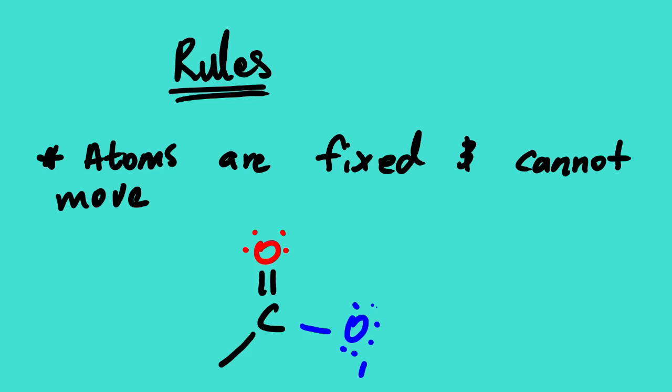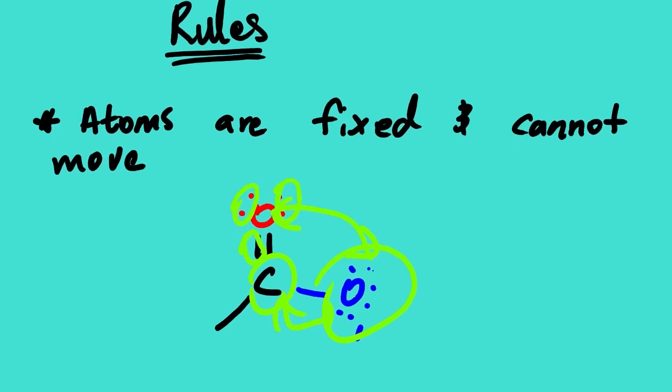Like for example, this oxygen cannot trade places with this one, or this carbon cannot trade places with this oxygen. So in simple terms, we only focus on the lone pairs, the pi bonds. So that is one of the rules. The atoms are fixed and it cannot move. Let us look at the second rule.